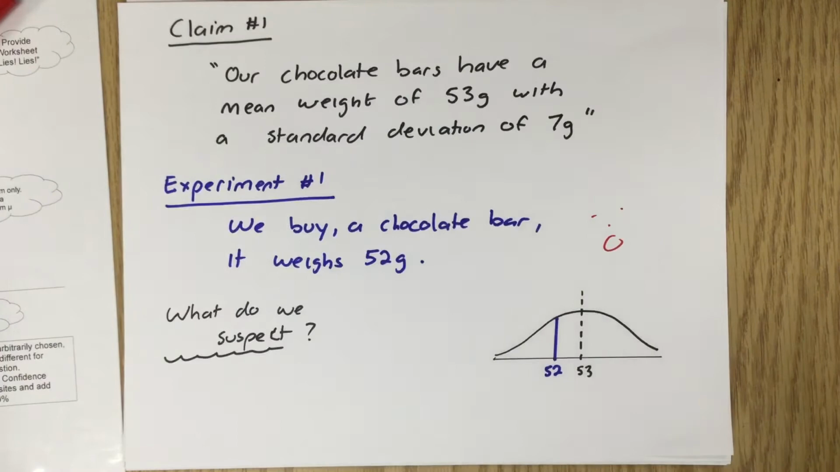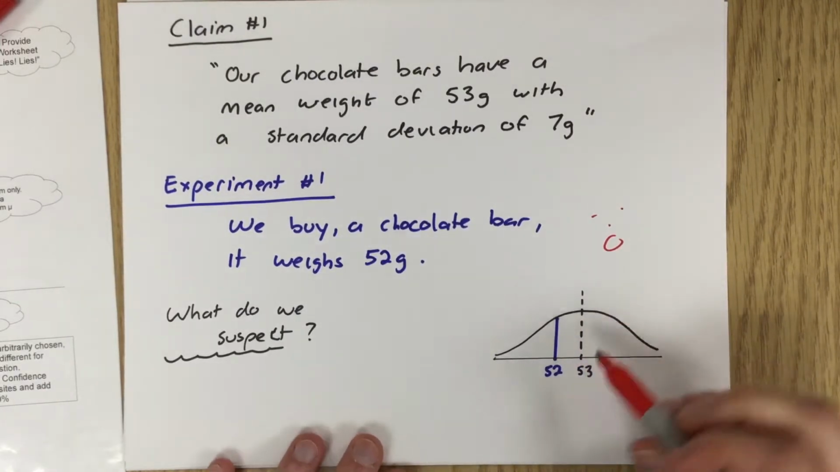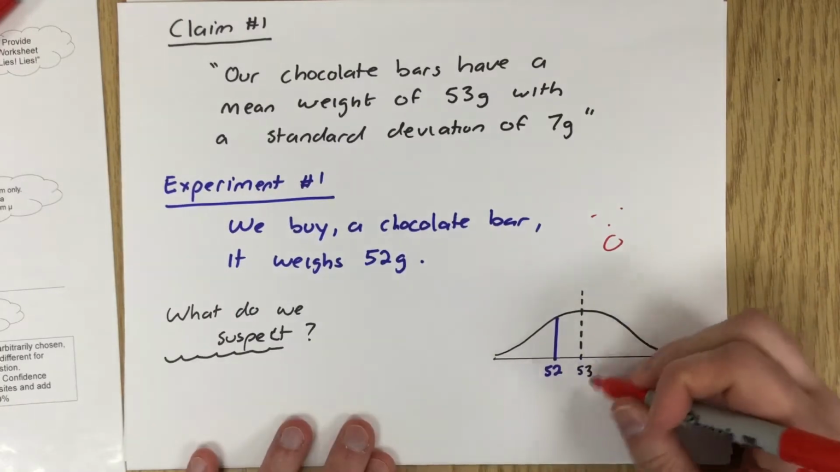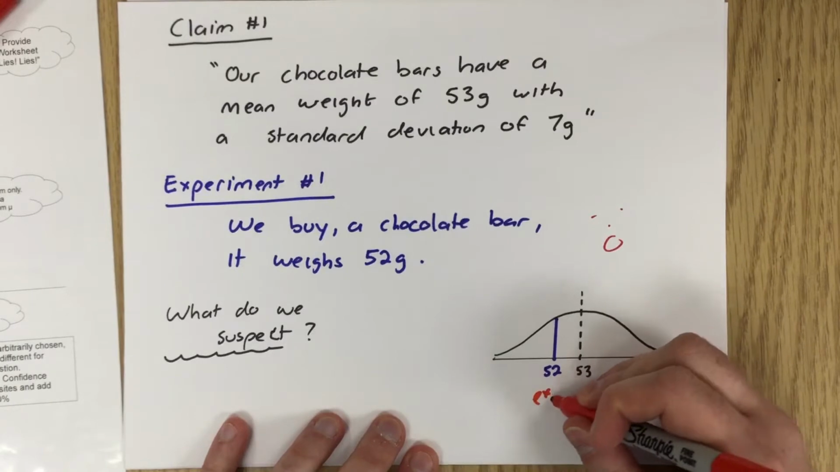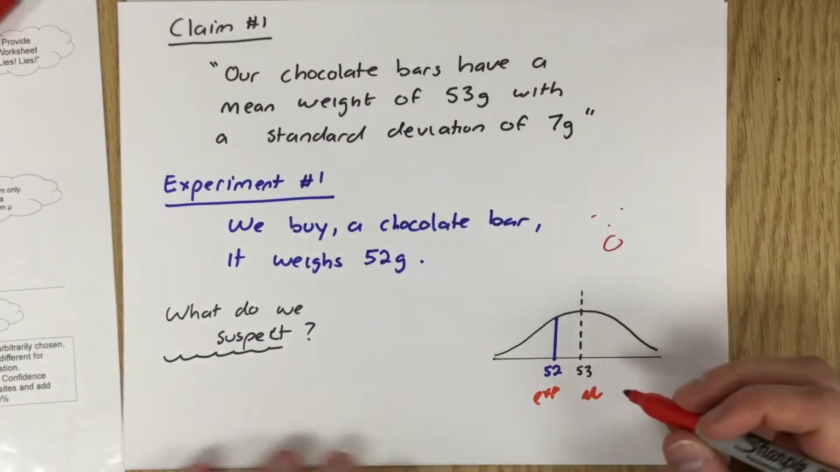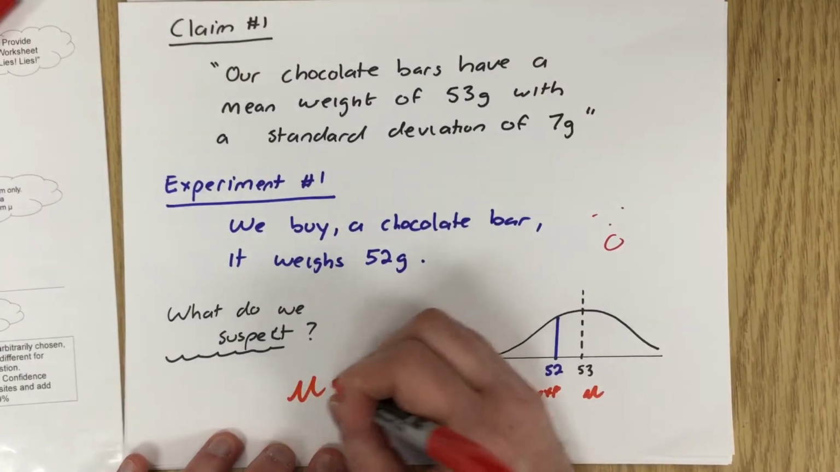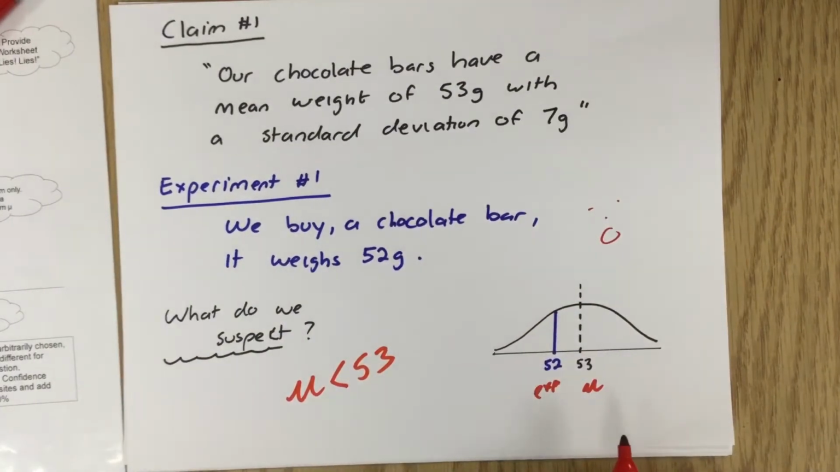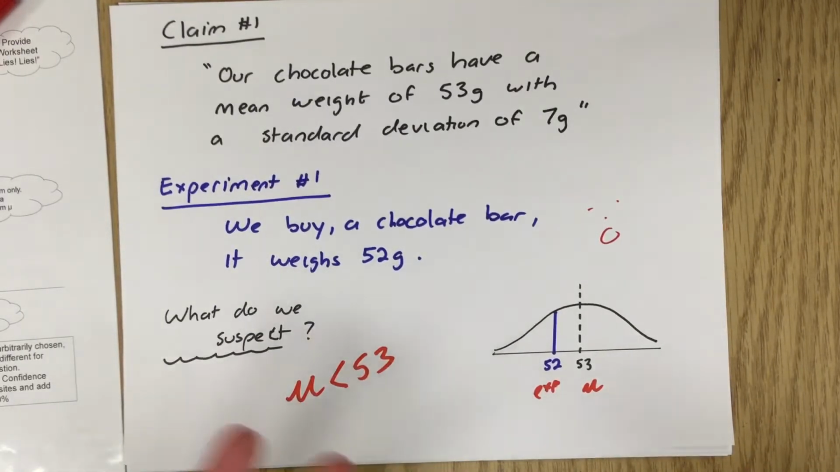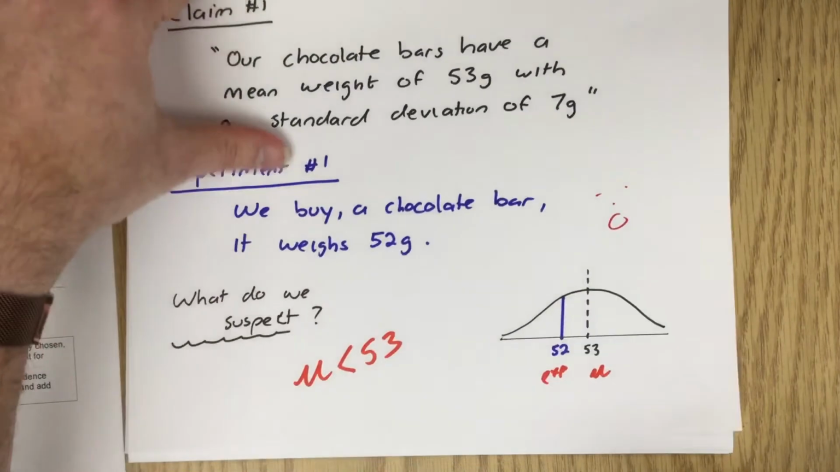So what do we think? They said it was 53, but ours was 52. So what we think is that they said the mean was 53. So this is our mean over here, and this is our experiment. And so we think that the mean is something less than 53. We don't know what it is, but we think it's less than 53. And so the question is, can we mathematically show or demonstrate that the mean is in fact less than 53?